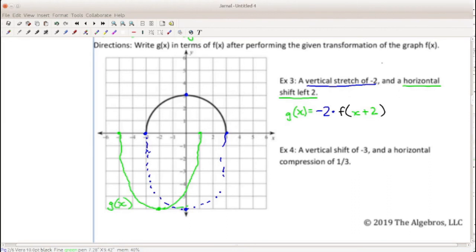So why don't you go ahead and pause your video now and try out example number 4, and then come back and see how you did.